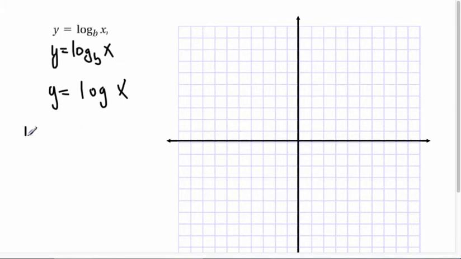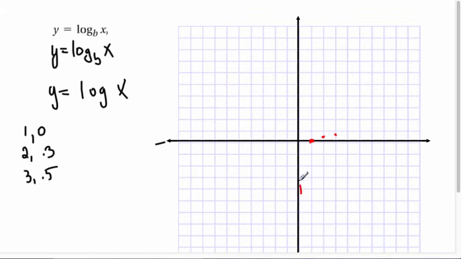So those are my points I'm going to use as my parent. So I'll have 1 and 0. Let me switch colors so this stands out. I'll have 1 and 0. I'll have 2 and 0.3. And I'll have 3 and 0.5.